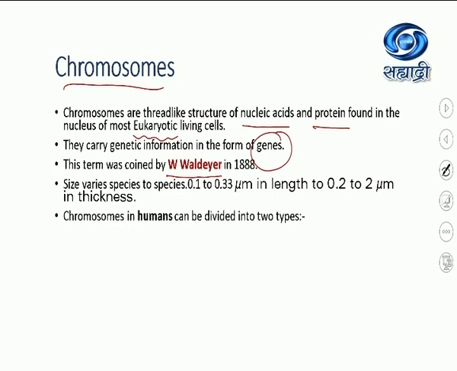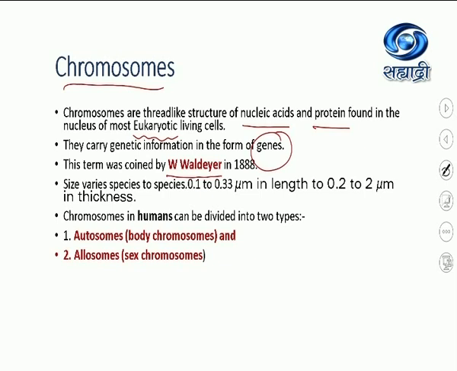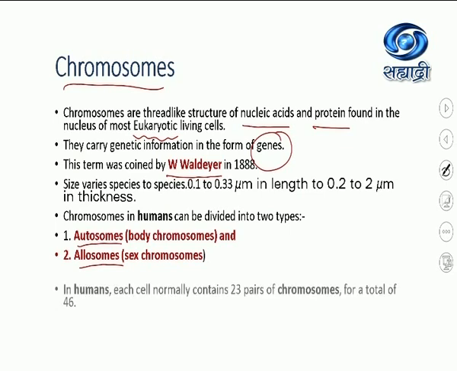Chromosomes in human beings can be divided into two types. We have autosomes, which are also called the body chromosomes, and we have the allosomes, which are also called the sex chromosomes. This is again important, students. Our chromosomes are categorized into two groups, autosomes and allosomes. We have 22 pairs of autosomes, that is 44, and we have one pair of allosome, that is the sex chromosome. And of course, you know the difference of allosomes between a male and a female.